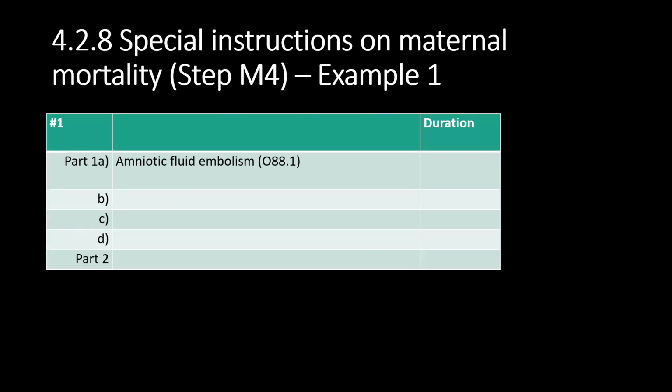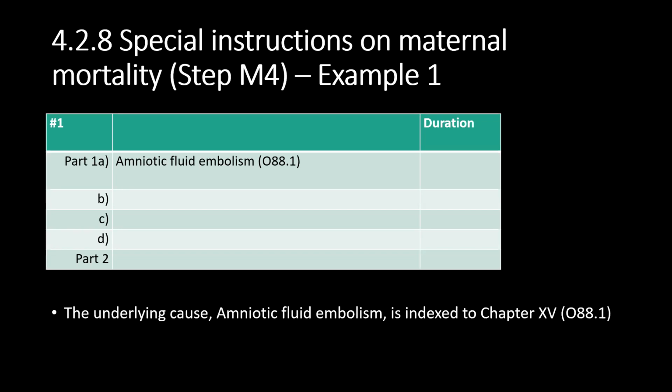Having discussed the rules, let's go through some examples. In this death certificate, in Part 1A, amniotic fluid embolism is reported on line 1A, which is coded to O88.1. The underlying cause is amniotic fluid embolism, indexed to Chapter 15, O88.1, and this is a direct maternal death or direct obstetric death.